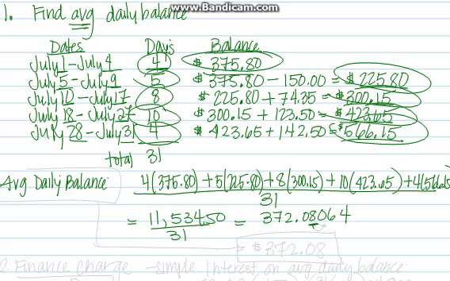So we have 8 cents here. We look to the right. That's a 0. So we keep it as it is. We round down. It'll be $372.08. This is our average daily balance.